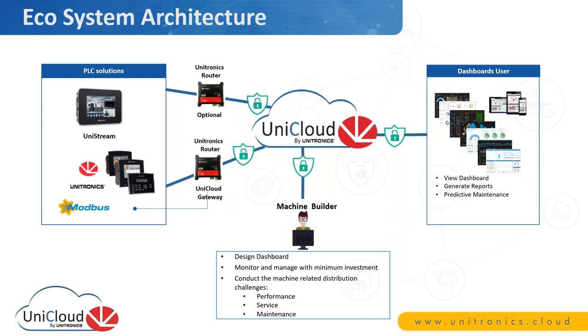But we can also connect to other models of Unitronics like the Samba, Jazz, and Vision by putting between the cloud and these platforms a UniCloud router, which is relatively not expensive, and has a piece of software that will be able to connect all your devices to the cloud.